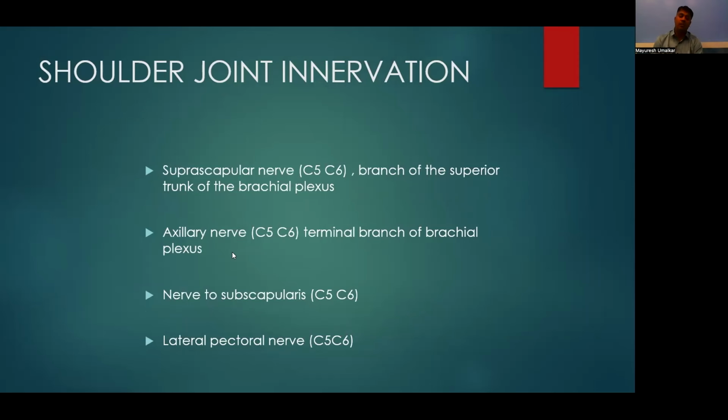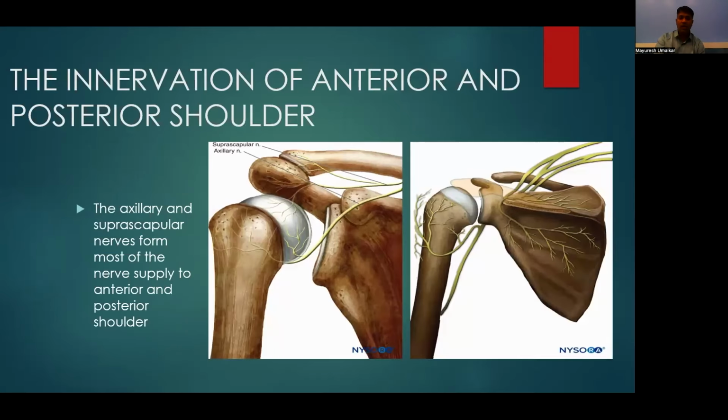So the main nerve supply of the shoulder joint is by the suprascapular nerve, that is C5, C6, which is a branch of the superior trunk of the brachial plexus. The axillary nerve, which is a terminal branch of the brachial plexus. Nerve to subscapularis and lateral pectoral nerve. Now, innervation of the anterior and posterior shoulder. Mainly the suprascapular and axillary nerves supply the anterior and posterior shoulder, or almost 70 to 80% of the shoulder is supplied by the suprascapular and axillary nerves.